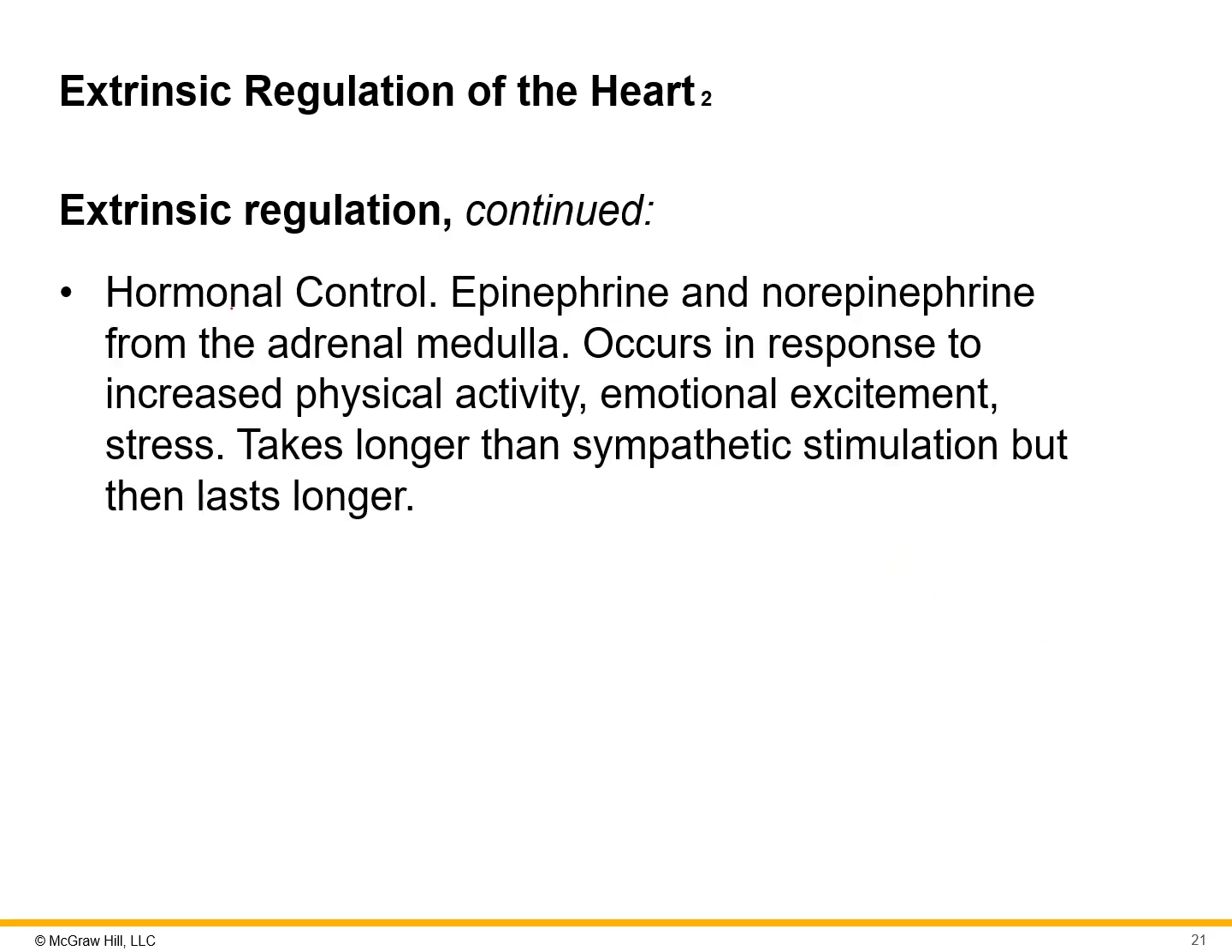And then just the hormonal control of that. So that epinephrine or norepinephrine from the adrenal medulla, this occurs in response to physical activity. Also emotional excitement, as well as stress. Now this takes longer than sympathetic stimulation, but it lasts longer. So it takes longer to get there, but once it's there, it causes a longer effect.